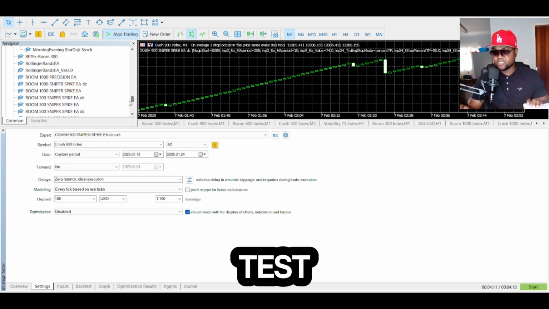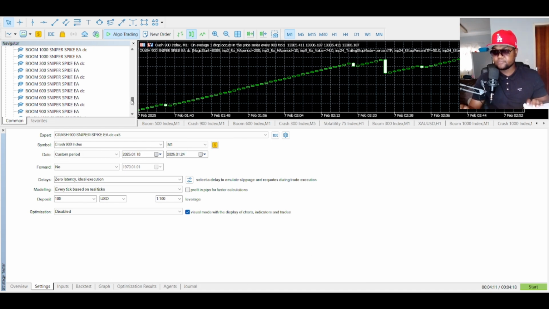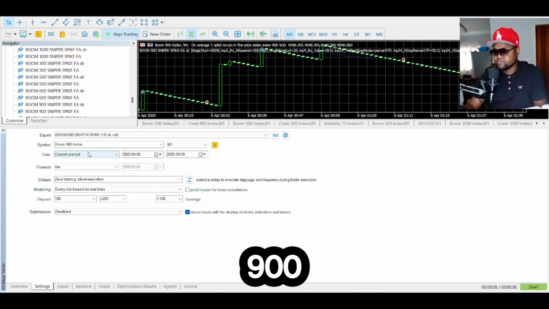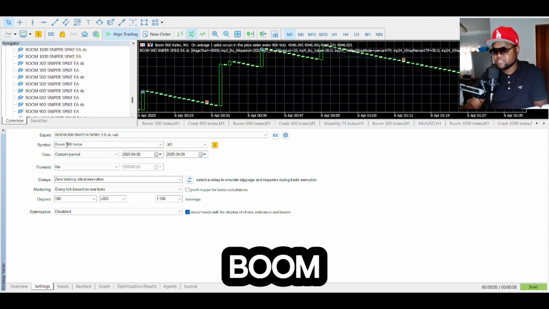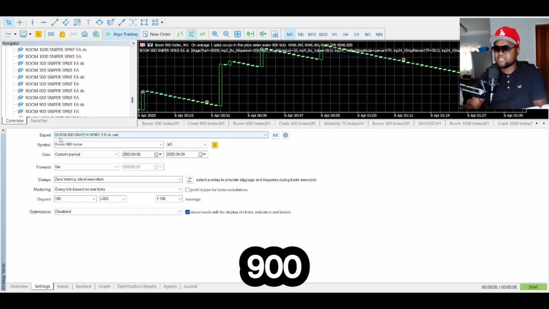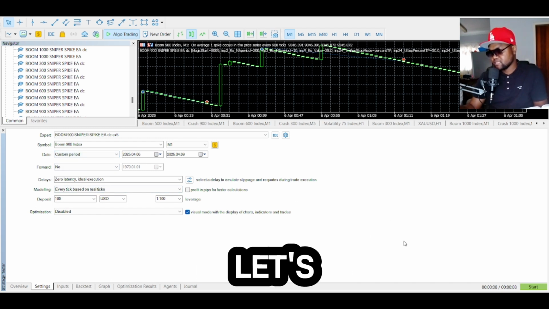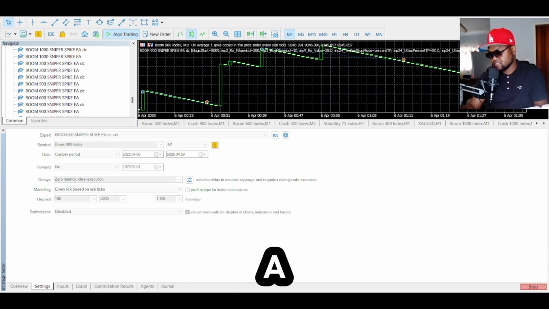So we want to test the Boom 900. Okay, let's now look at Boom 900, and we want to see how this one will perform. So the symbol is Boom 900 and the EA is Boom 900 Sniper Spike EA, and we'll test it for this period, and we'll start off with an initial balance of 100. So let's see how this EA will perform.